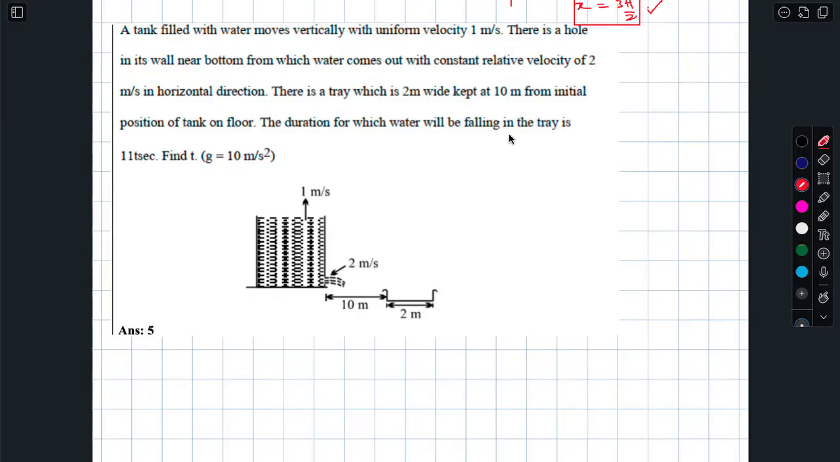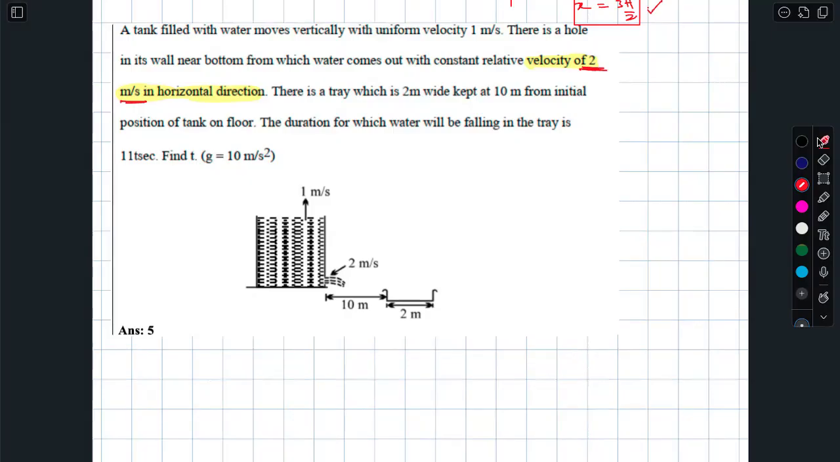And something else, there is a hole in its wall near the bottom from which water comes out with constant relative velocity of 2 meter per second. Remember, this is important data for you again. There is a tray which is 2 meter wide, kept at 10 meter from the initial position of the tank on the floor. The duration for which the water will be falling in the tray is 11 seconds. Find T.